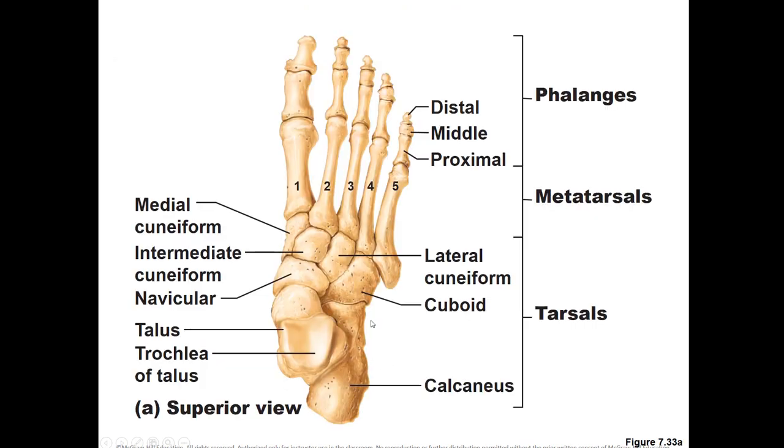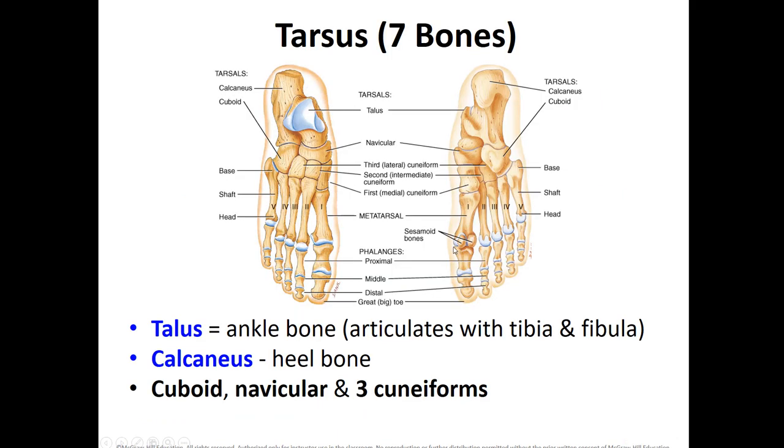When we look at your foot, you have the tarsals, which is your ankles, the metatarsals, and then the phalanges. There are 7 tarsal bones. The talus is the bone that articulates with the tibia and fibula. The calcaneus is your heel bone. Then you also have the cuboid, navicular, and 3 cuneiforms.